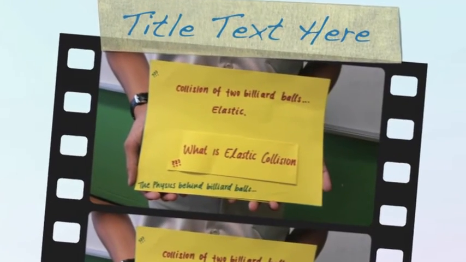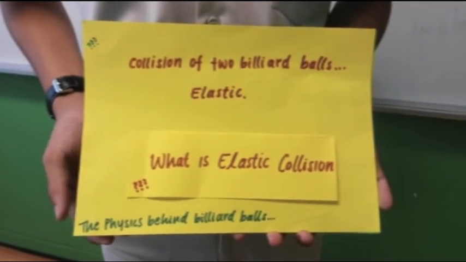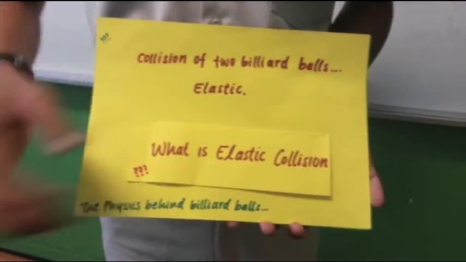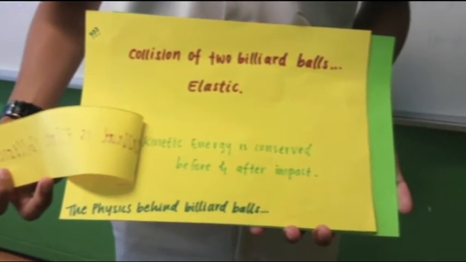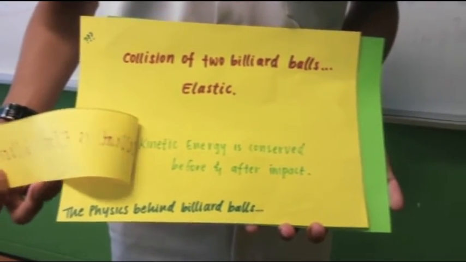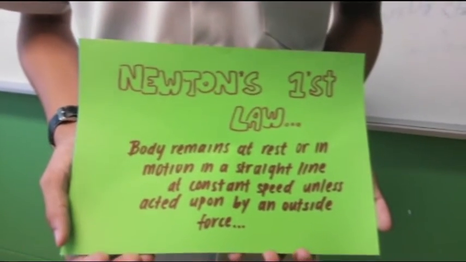Explain the physics behind billiard balls, starting with the collision of two billiard balls, which is elastic. What is elastic collision? It is kinetic energy which is conserved before and after impact. We are going to explain this concept using Newton's first law.